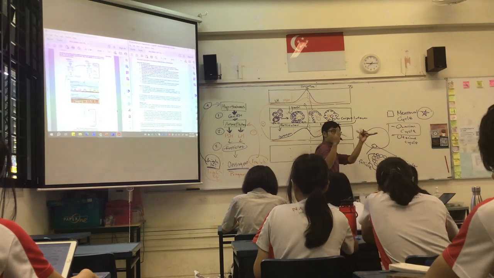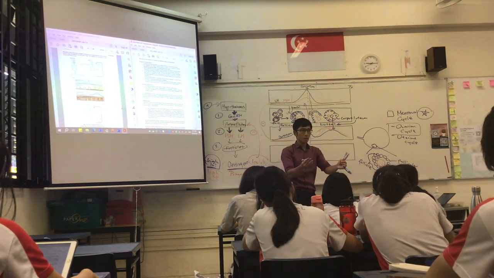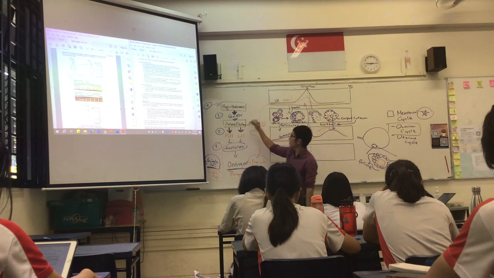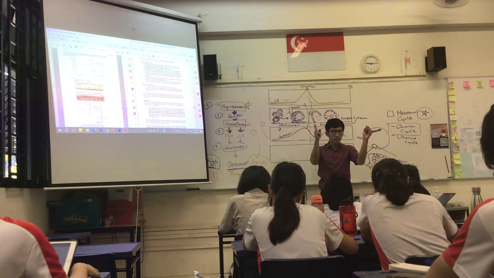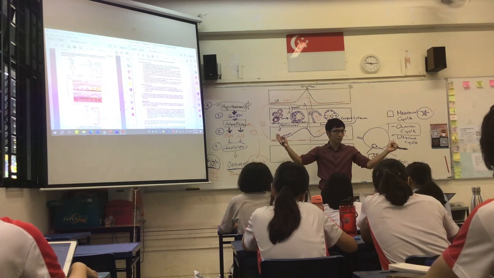Could these 28 days be lengthened or shortened? Can. What could impact it at the end of the day is the hypothalamus. If you're very stressed, it could cause this cycle to shorten, could cause it to lengthen.